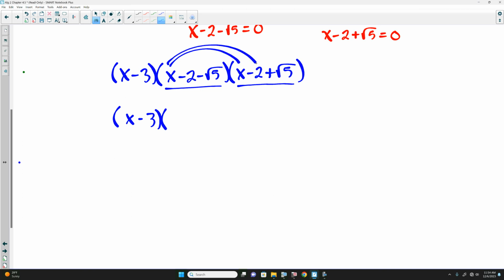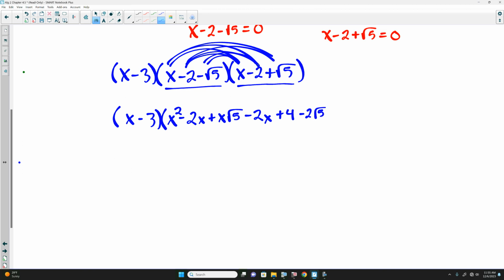So we distribute the x first. x times x would be x squared. x times negative 2 is negative 2x. x times square root of 5 is plus x square root of 5. Negative 2 times x, negative 2x. Negative 2 times negative 2 is plus 4. Negative 2 times square root of 5 is negative 2 square root of 5.